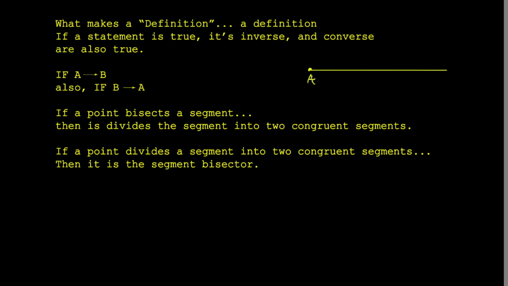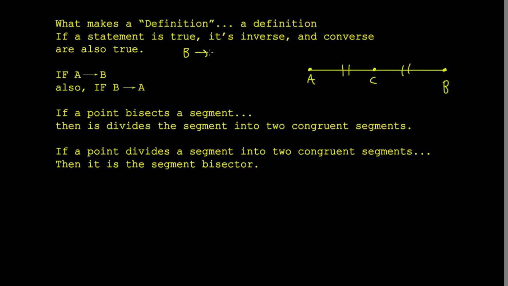So if I have line segment AB, if a point bisects a segment, then it divides the segment into two congruent segments. So if C is the segment bisector of AB, then it divides AB into two congruent segments, AC and CB. Also, if a point divides a segment into two congruent segments, AC and CB are congruent, then it is the segment bisector or the midpoint. So all four of these are true.